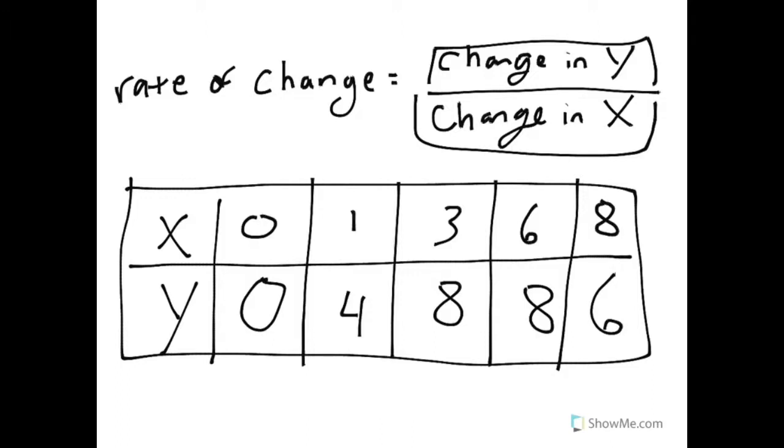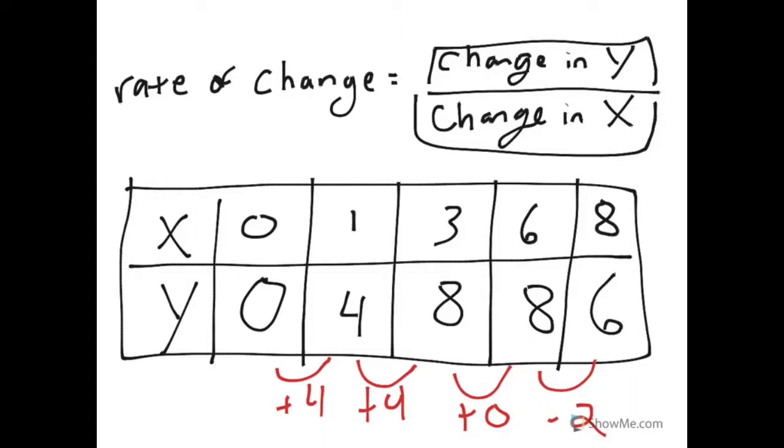To go from 0 to 4, you have to do plus 4. 4 to 8, plus 4. 8 to 8, plus 0. 8 to 6 is actually minus 2. Okay? We're starting with y because that's what we said first. The change in the y values.